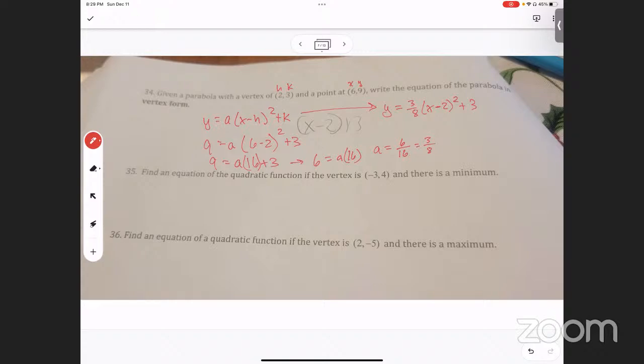All right, it says find an equation of a quadratic function if the vertex is (-3, 4) and there is a minimum. Well, if there's a minimum, then what does that mean about your A? That means that it's going to be positive. A is positive, so just write the equation with any A you want. Just make it a positive A, right? Y equals, let's just call it 1, (x + 3) squared plus 4.